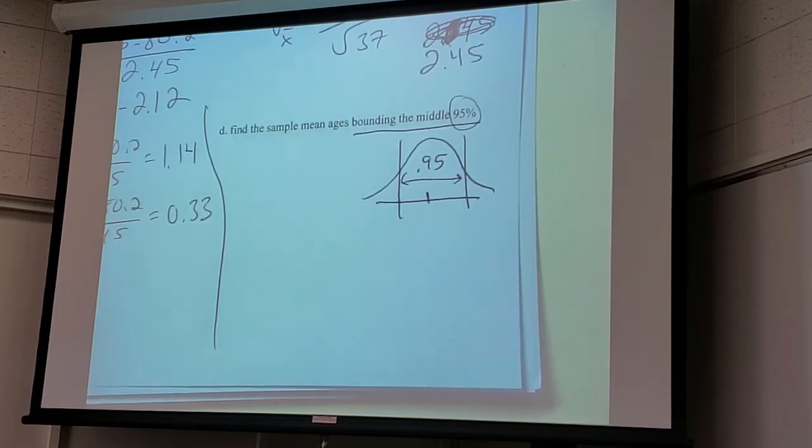And they want me to figure out the ages. Well, what's the very first thing? Where am I at right now? I know the area. From the area, I could figure out the z-scores. And from the z-scores, I could figure out the ages, right? With that backwards x formula.